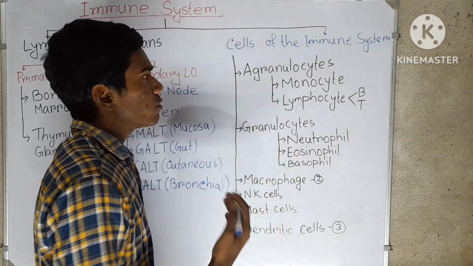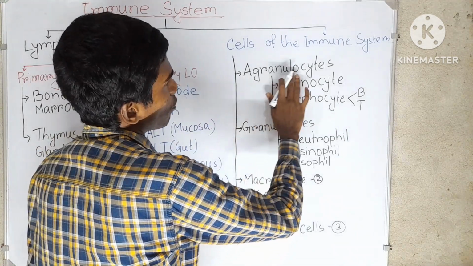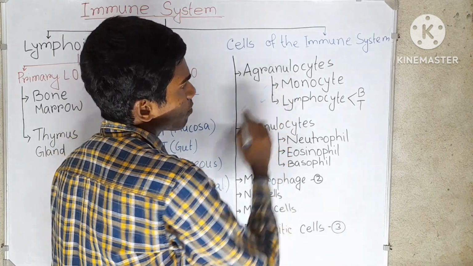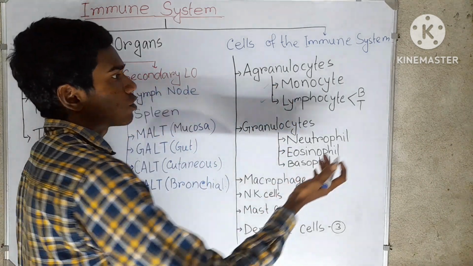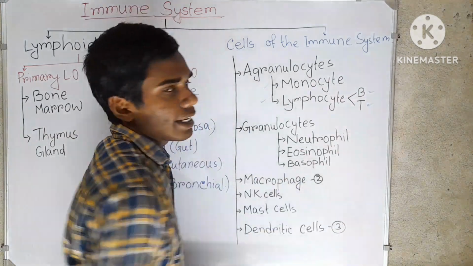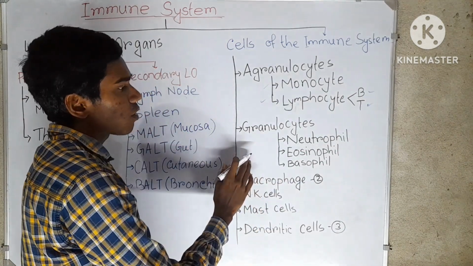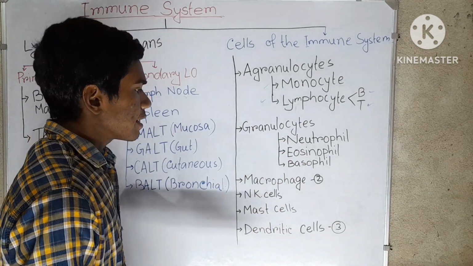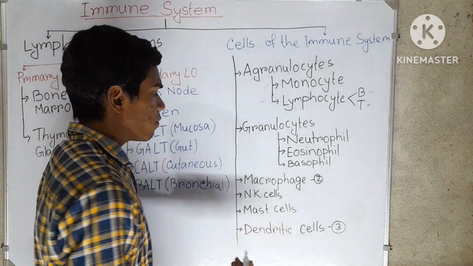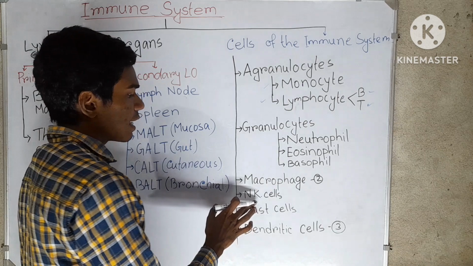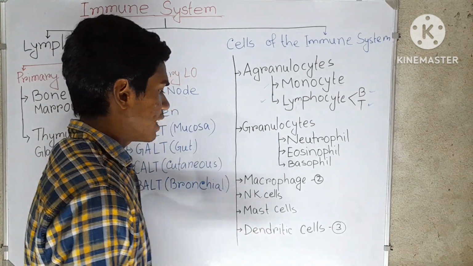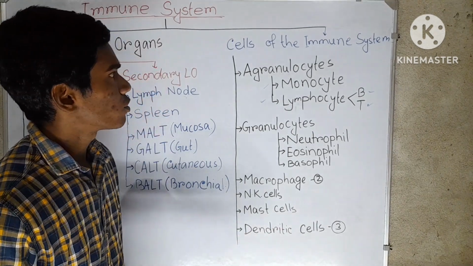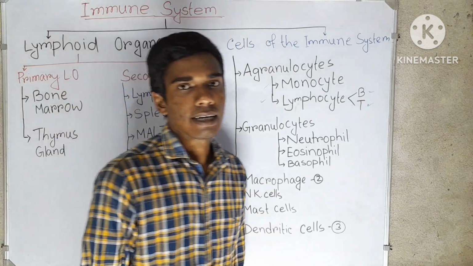And the cells of the immune system consist of agranulocytes. There are two types of agranulocytes. These are monocyte and lymphocyte. The lymphocytes are also of two types, B lymphocyte and T lymphocyte. And the granulocytes consist of neutrophil, eosinophil and basophil. And two types of macrophages are also found. Other cells are NK cell or natural killer cell and mast cells, and three types of dendritic cells are also the cells of the immune system.